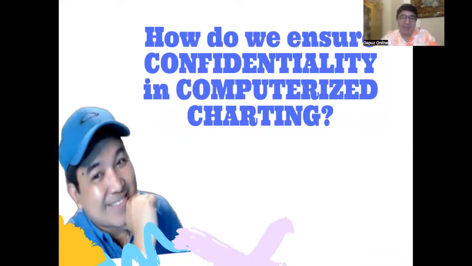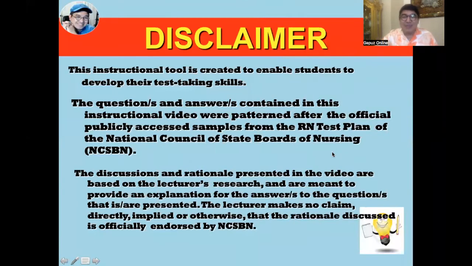This time about one of the most well encountered issues in our professional practice, and that is actually maintaining confidentiality, especially now that most facilities have adopted computerized charting or electronic health records. And this is of importance to beginning nurses and, of course, to those who are about to take the NCLEX RN. So let's begin with the disclaimer.